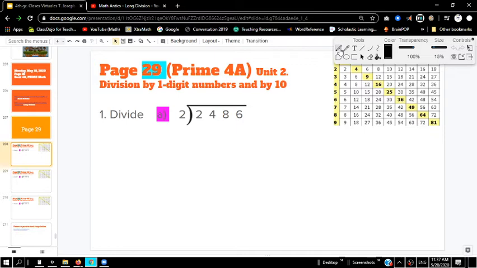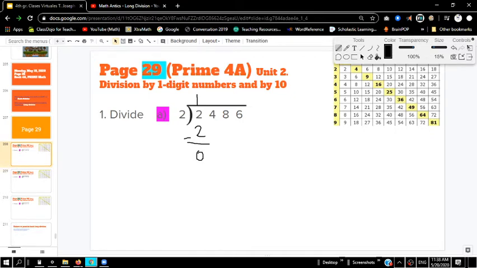2,486 by 2. Just like the video told us, we need to see how many times the 2 enters the number 2,486. Well, I know that 2 enters 2 just one time. Again, I'm going to put my 1 right above the number. 1 times 2 is 2, and then I subtract. 2 minus 2 is 0.